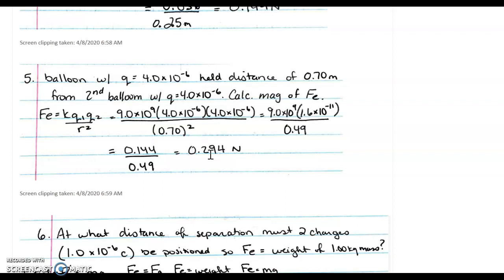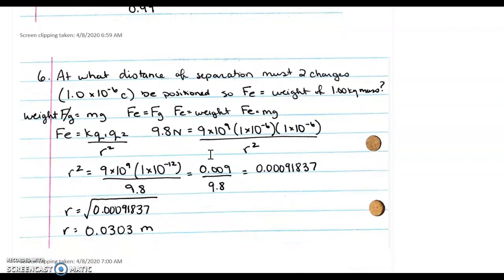Basically, whether the force is positive or negative tells you whether it's attractive or repulsive. We're just looking for the magnitude, so just the sheer size of the force. Don't forget to square the r on the bottom. Answer is 0.294 newtons.